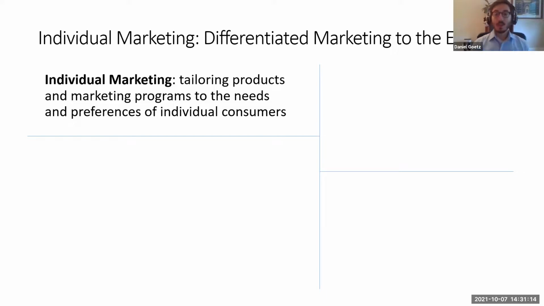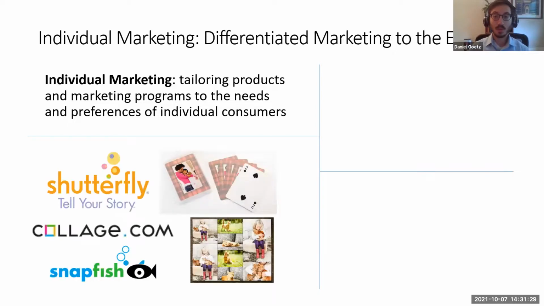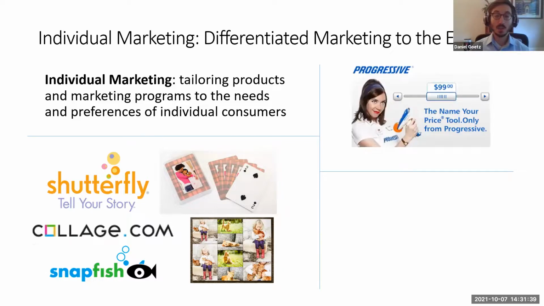We have differentiated marketing to an extreme level, where we tailor products and marketing programs to the needs and preferences of individual consumers. At that point, our segments are individual people. We can see this a lot with digital products, where you get to customize your own product online, or customize the price that you want to pay, like with this auto insurance company.